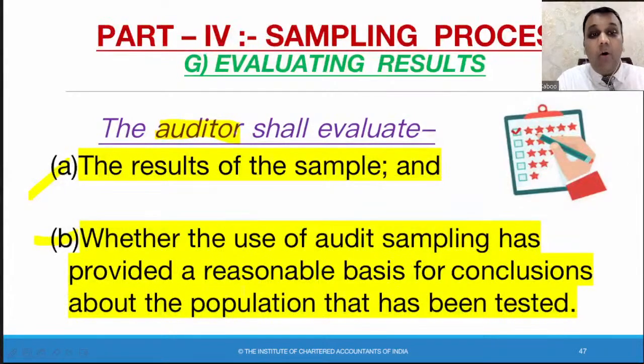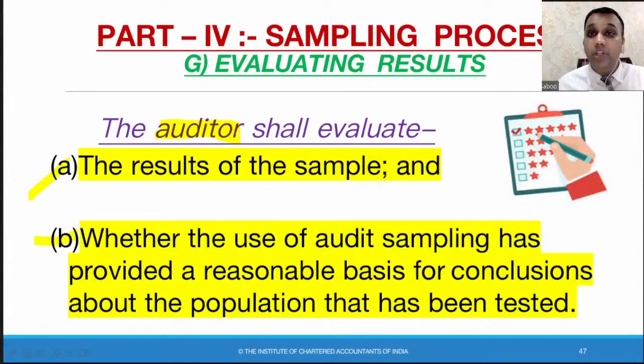In the same way, the auditor will evaluate the results of the sample and whether the use of audit sampling has provided a reasonable basis, whether it is enough so that I can project misstatements on the population. Projecting misstatements on the population is like, Pooja, I found that from the invoices file, I extracted some samples, and I found from the purchase invoices that many of the invoices are missing.